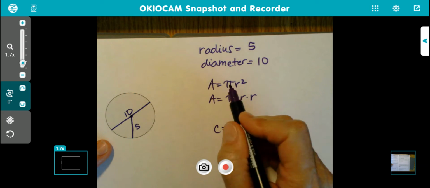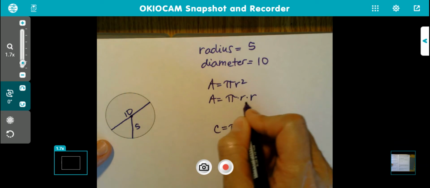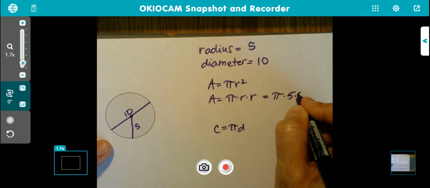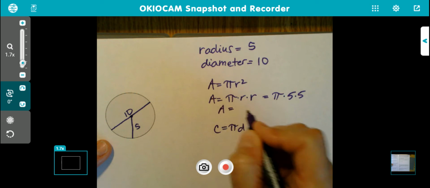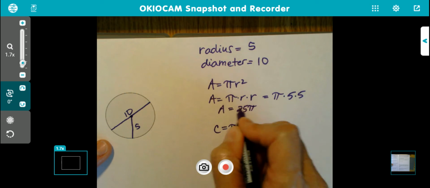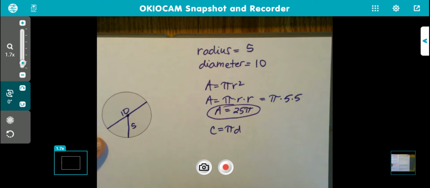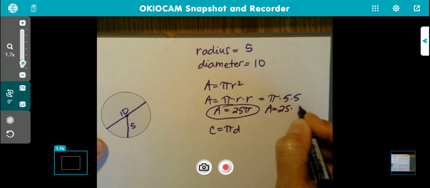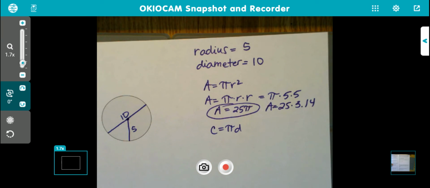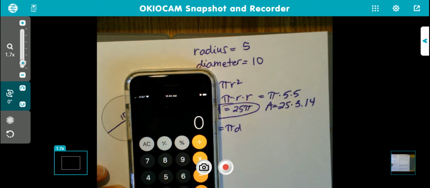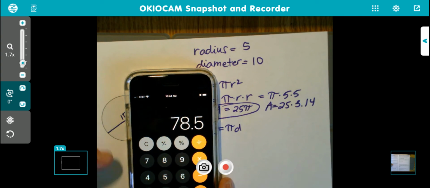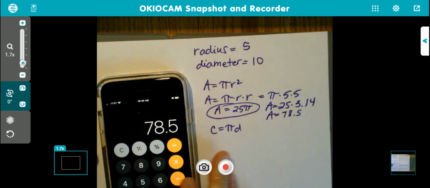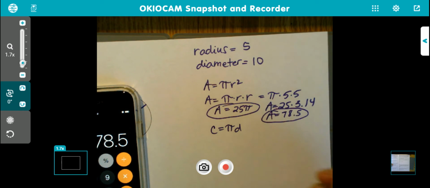And again, we can use these formulas, so you just plug in the numbers. It's real easy. So which is pi times 5 times 5. So one way to write the area would be 25 pi. That's putting your answer in terms of pi. Another way would be to do 25 times 3.14. Let me do that on my calculator. So 25 times 3.14 gives me 78.5. Okay, and that is the other way to write the area.